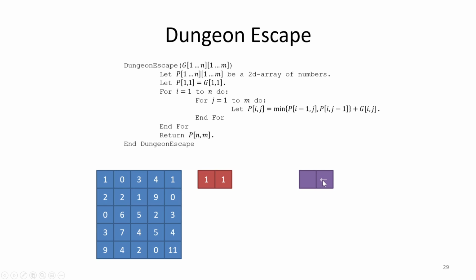In my purple matrix, I'm going to remember which room I came from to achieve this number. Okay, remember this is the minimum number of goblins to get here. This tells us how we got here. We came from this room. Of course, that was the only choice for this room, so nothing too special here. Okay, next up. Again, we're going to look at what's the minimum number of goblins to reach this room? 1. Add on to it 3. So 4 goblins, again remembering to the left.